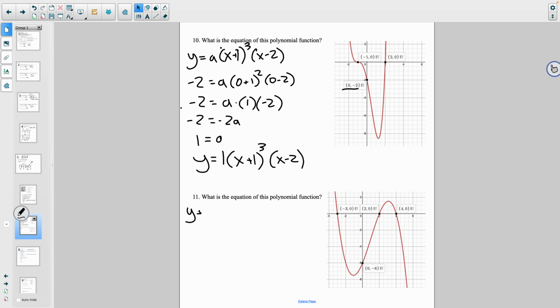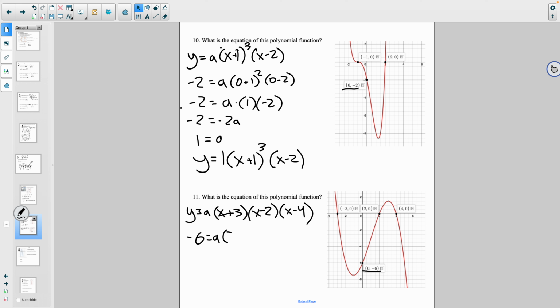y equals a. These all seem to have a multiplicity of 1, so we can say x plus 3, x minus 2, and then x minus 4. Okay, so we get this, but now we need to solve for our a. We can use this point, 0, negative 6. So negative 6 equals a, and we make this our 0.